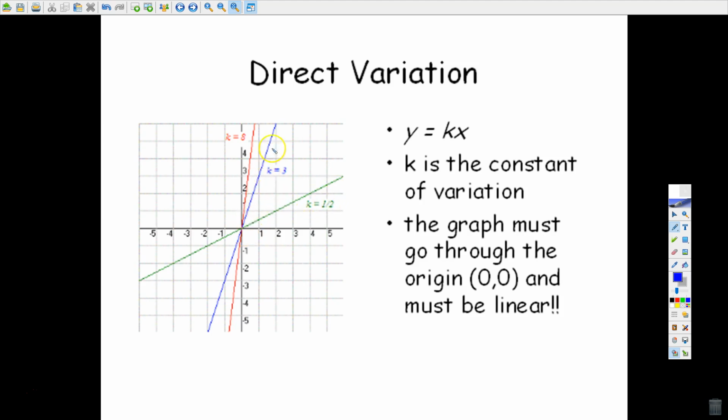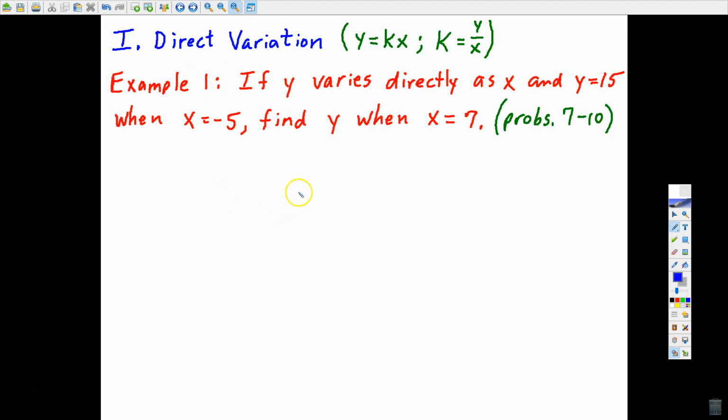Here you can see a little steeper line because the slope is now 3, or the constant variation is 3. So as x increases, y increases. As x decreases, y decreases by that constant multiplier called k. Alright, so let's just move right along.